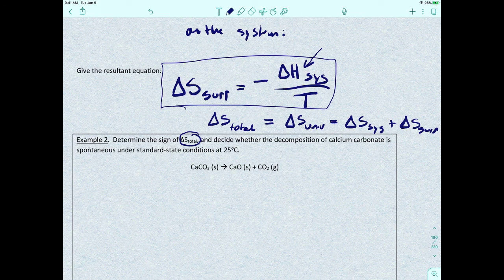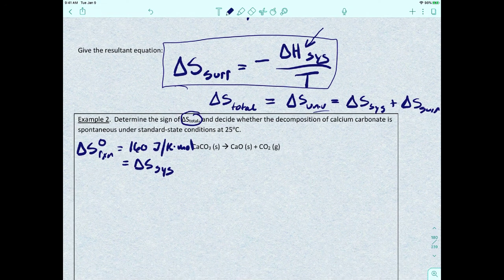Now, we do have some of this already, because that was the value that we had in the previous problem. Remember that in the last problem, we calculated the entropy of the reaction, and that was going to be a positive 160 joules per K mole. And so for us, this is going to be the entropy of the system.